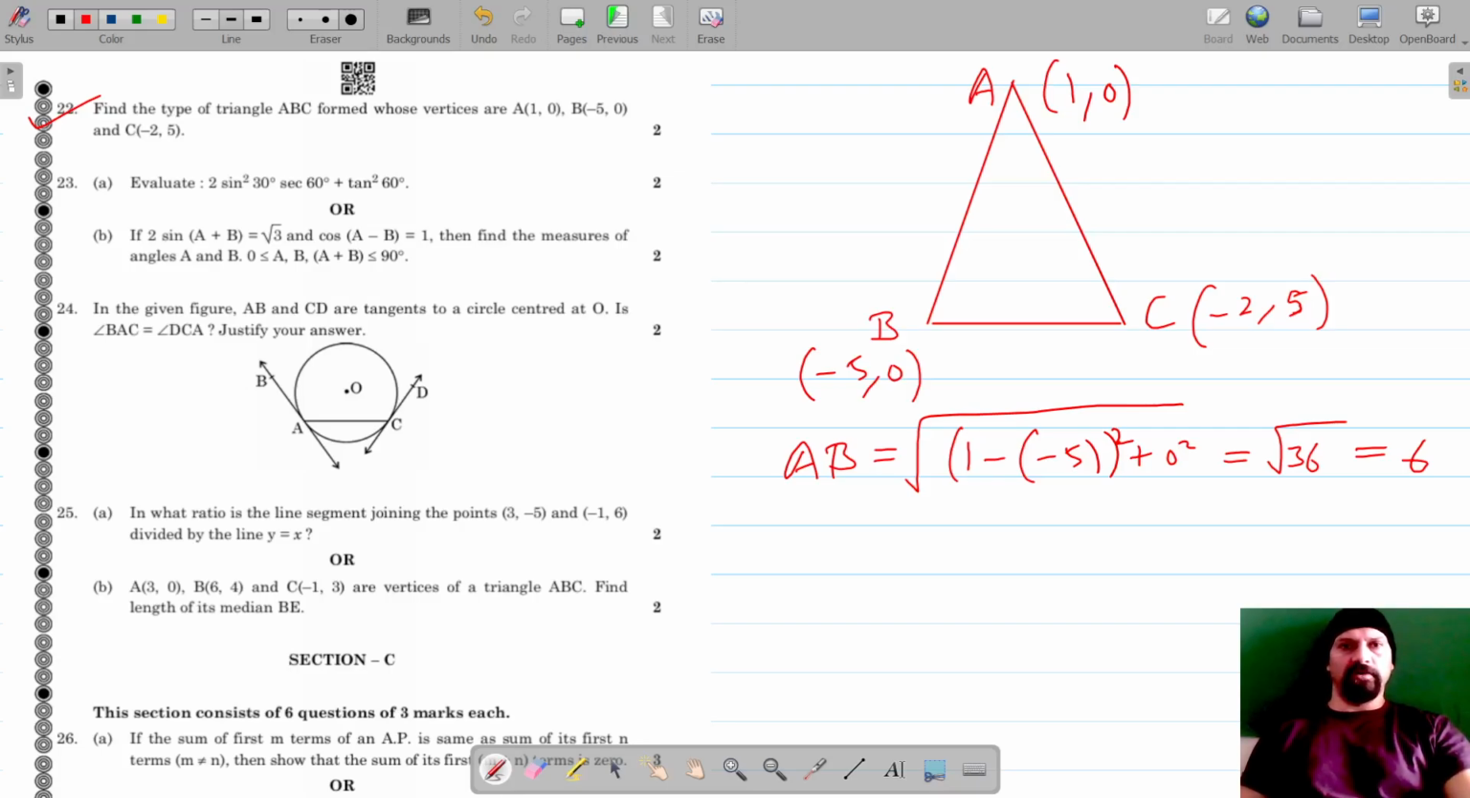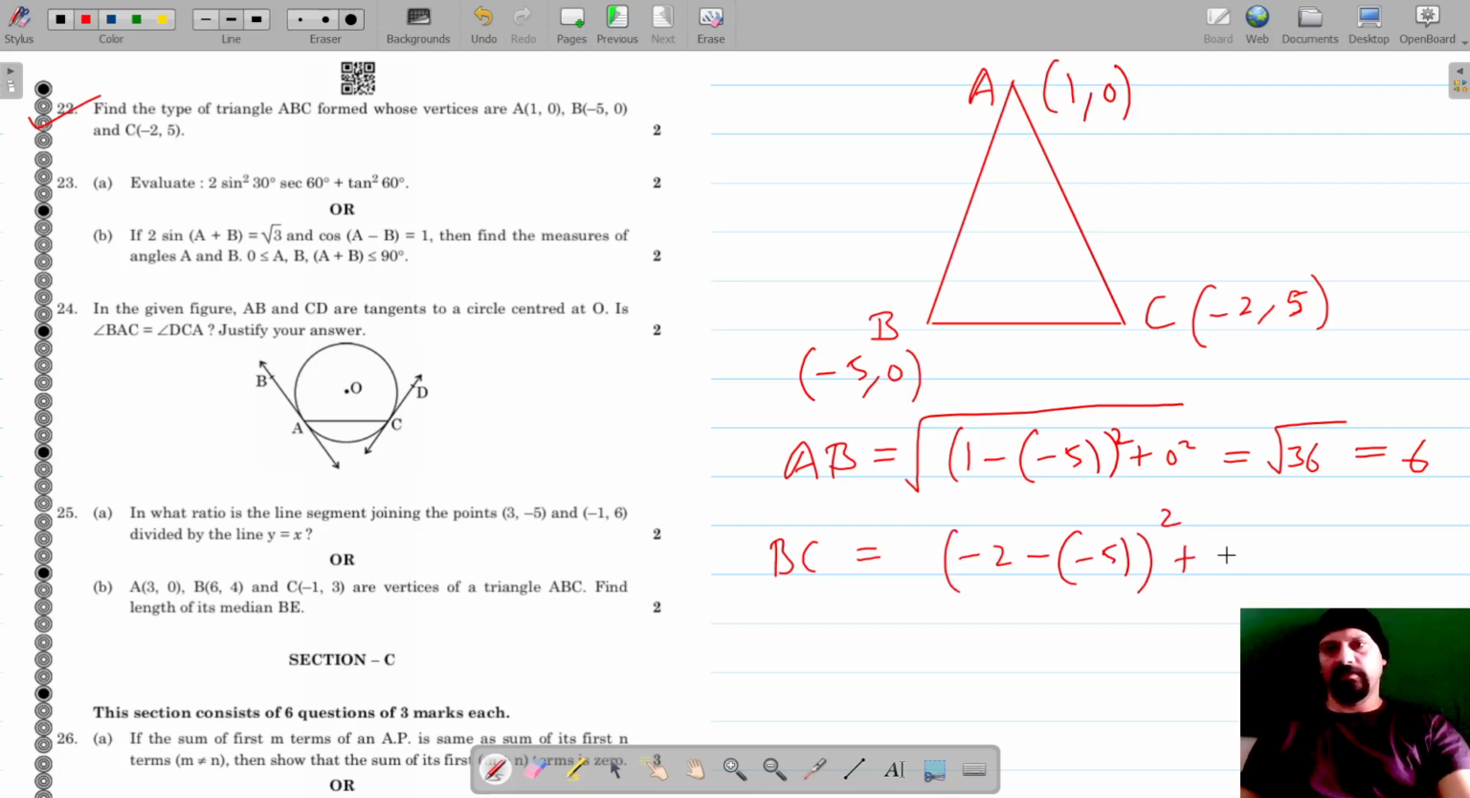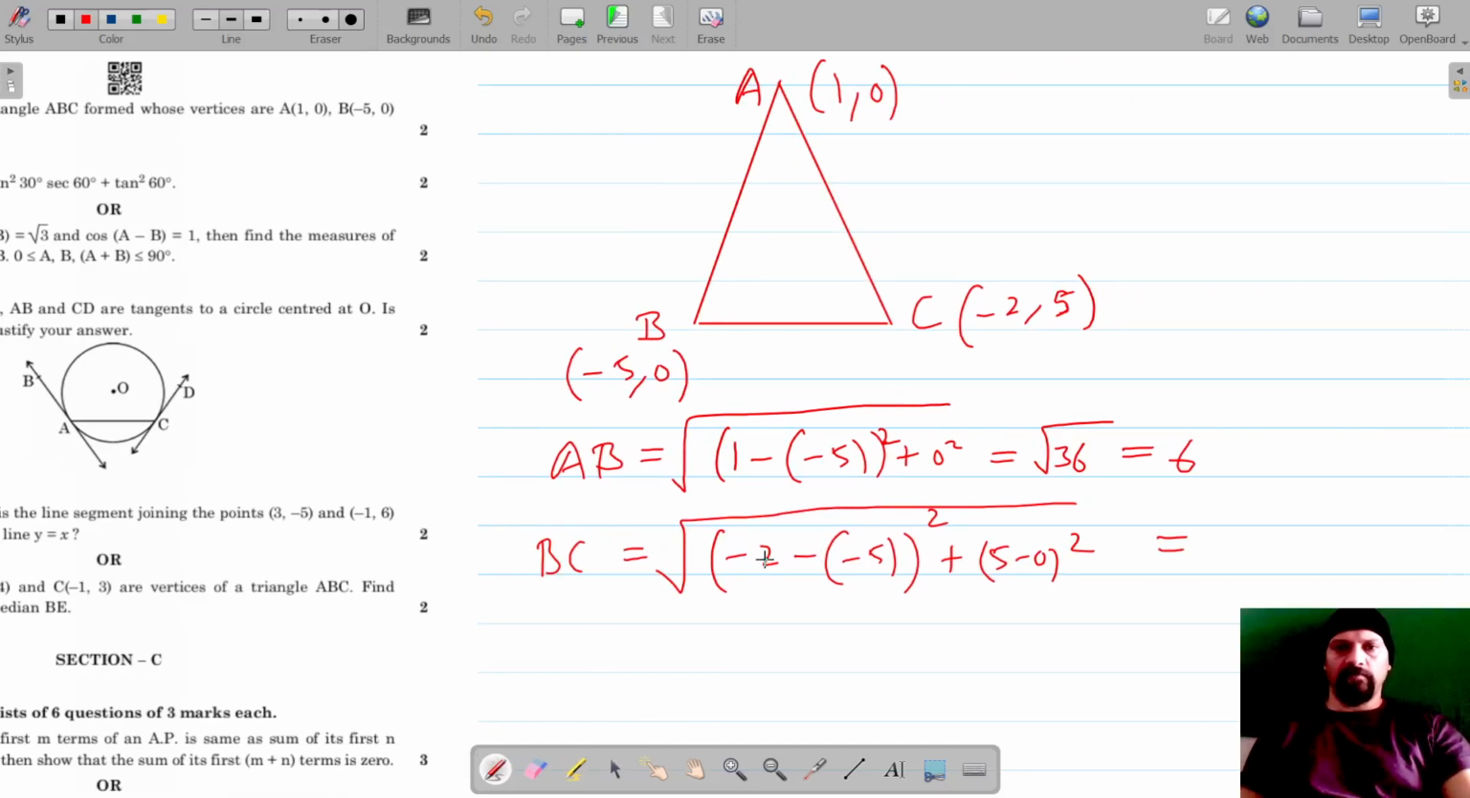Let's try to find out the other side BC. So here BC is equal to minus 2 minus of minus 5 the whole square plus 5 minus 0 the whole square, and it's all in the root. So minus 2 minus of minus 5 is minus 2 plus 5 is 3, square is 9, plus 5 square is 25. So this is root 34.